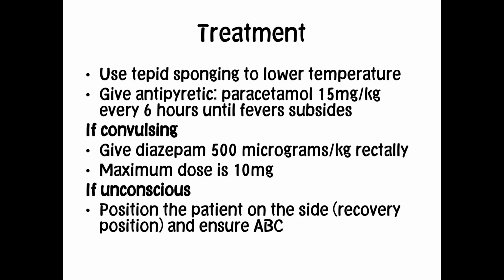Treatment of febrile convulsion: the first stage of treatment is tepid sponging to lower the temperature. You get a piece of cloth, soak it with cold water, and then use it to mop the heated body. And then you also give an antipyretic, preferably paracetamol, that is 15 milligrams per kilogram every 6 hours until the fever has subsided. And if the patient is convulsing, you can give diazepam, 500 micrograms per kilogram, and the maximum dose in this case is 10 milligrams.